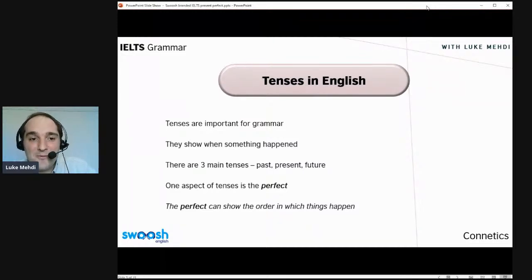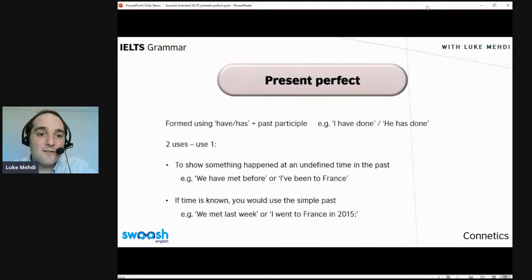Right, so tenses show when things happened. As I said, there's three main tenses: the past for things that have happened before, the present, and the future for things that will happen. Now, these tenses have something called an aspect, and one aspect of tenses is the perfect. So the perfect can show the order in which things happen. And perfect tenses would be considered to be more advanced grammar than the basic tenses. So today we're going to look at the present perfect.